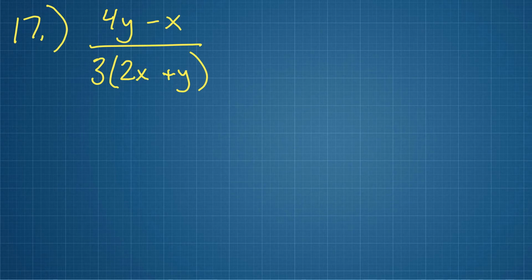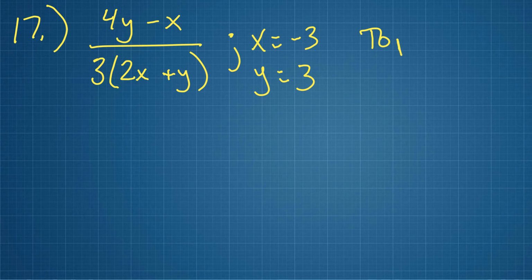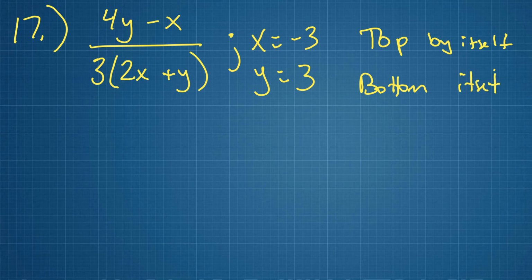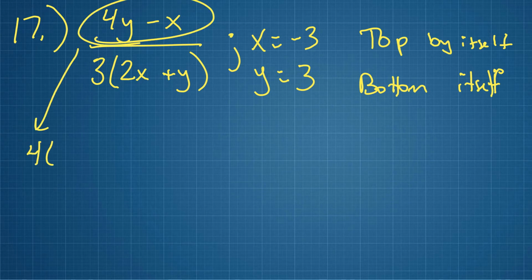Alright, 17. We have 4y minus x over 3 times the quantity 2x plus y, where x equals negative 3 and y equals positive 3. Now remember, you're going to do the top by itself, and then do the bottom by itself, and then just put the top over the bottom. So I'm just going to focus on the top. So this is the top. 4, blank space, minus, blank space. So x is negative 3, y is 3.